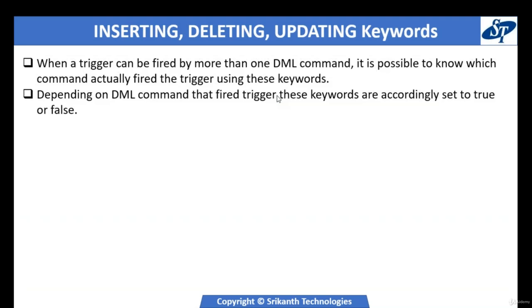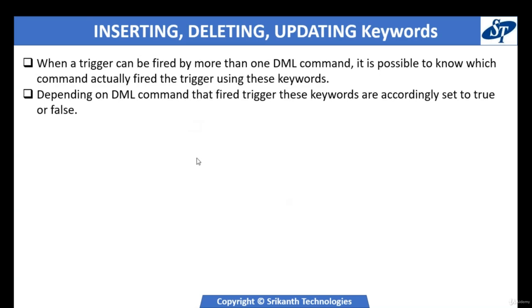Then at times, when we have a single trigger fired for multiple DML commands, let us say I have a trigger which is executed both in case of insert and update. And then I want to know whether the trigger is fired because of inserting or because of updating. Well, that's the reason why Oracle is providing 3 keywords which you can use in the context of your trigger.